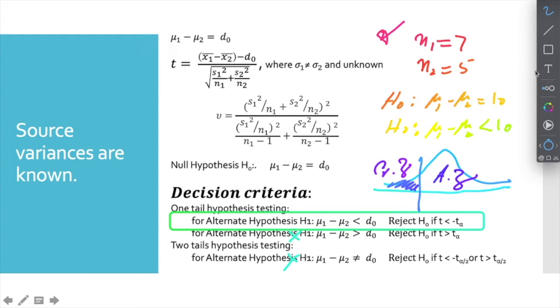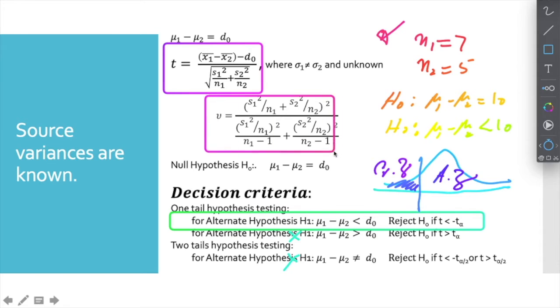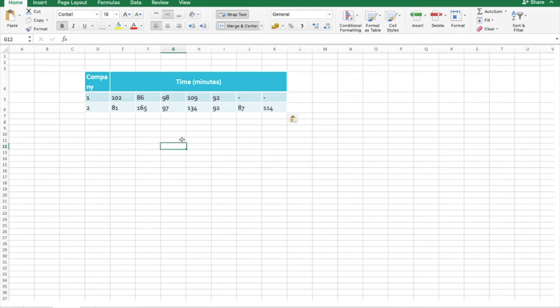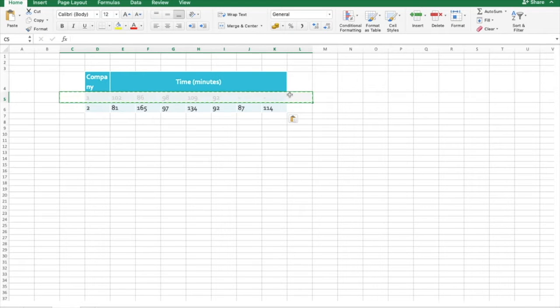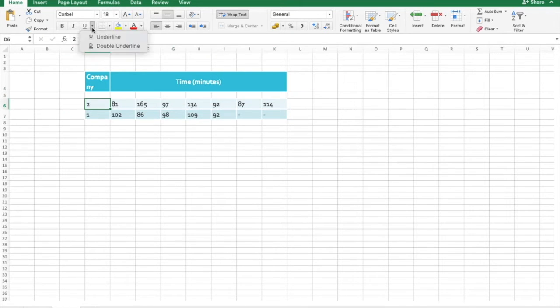So this will be the way to calculate the p-value, and this will be the way to calculate the degrees of freedom. In this case, calculating the degrees of freedom will be a very different procedure because the variances of the source are not known to us. What we have to do is first swap these: replace 2 by 1 and replace 1 by 2.